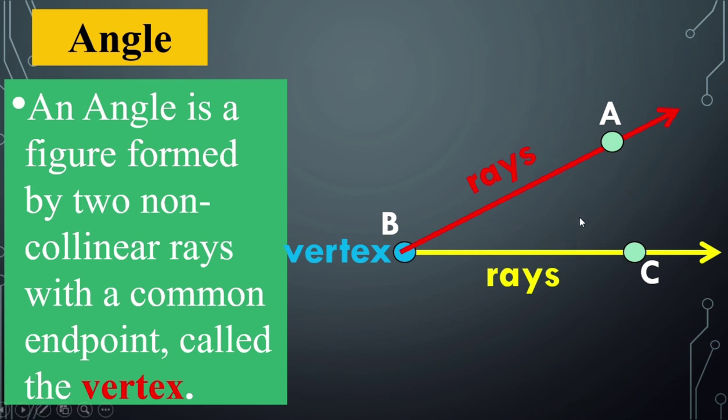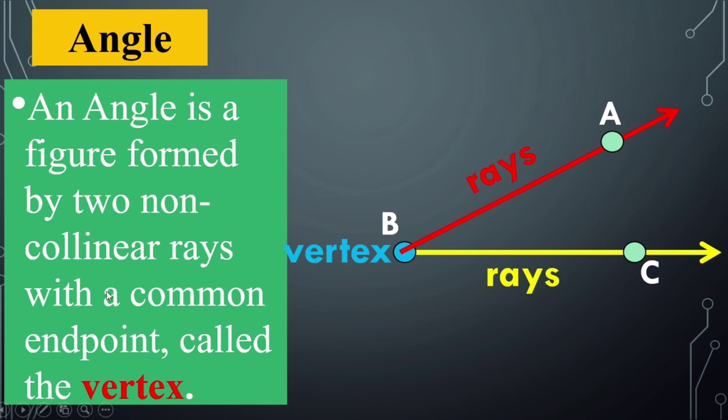So, this is your first point, your second point, and this is your third point. These points are not lying on the same line, so this is considered non-collinear. If this point is placed here, then that is collinear. But since the other point is not on the same line, this is considered non-collinear. According to the definition, an angle is formed by two non-collinear rays. So, this is how we illustrate an angle.